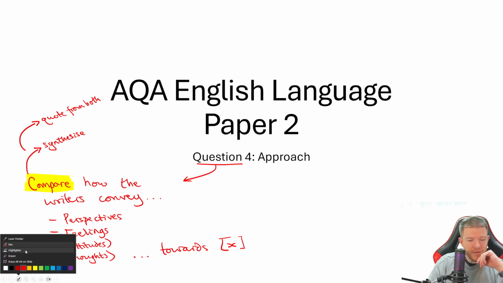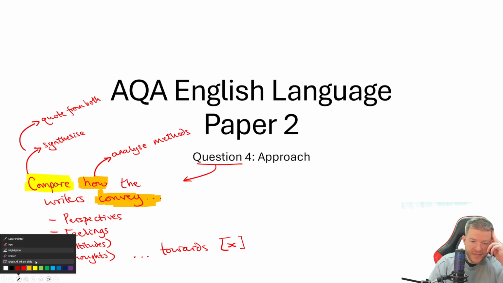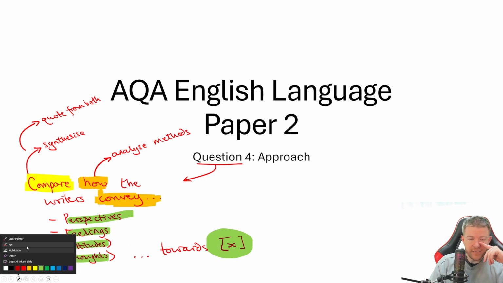Okay, then notice the language choice in the question of how the writers convey. Now what that means is you are going to need to analyze their methods. Okay, and the outcome of the methods that they each use are going to be to show their perspectives, feelings, attitudes, or thoughts towards whatever X is. And it will name X, obviously, in the question. It won't just say X. Okay, so that's the way that the question is phrased.